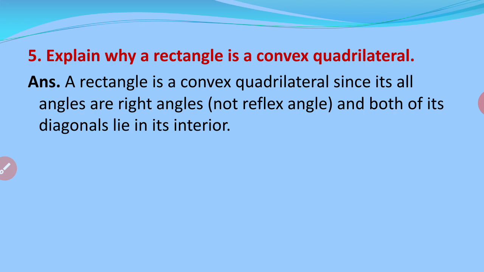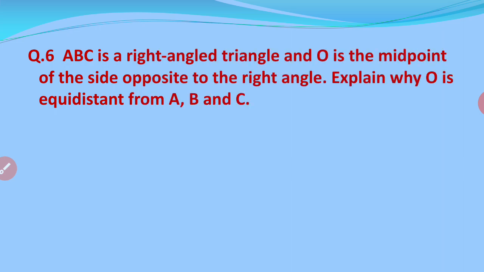In a rectangle, all angles are 90 degrees. That means no angle is a reflex angle. Moreover, if we draw the diagonals, both diagonals are inside. So again, it is a convex quadrilateral. Let's proceed to question number 6, and this is the last question.